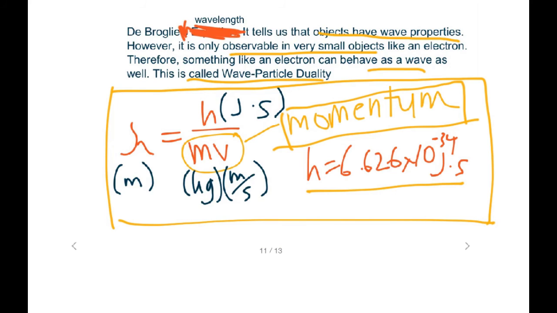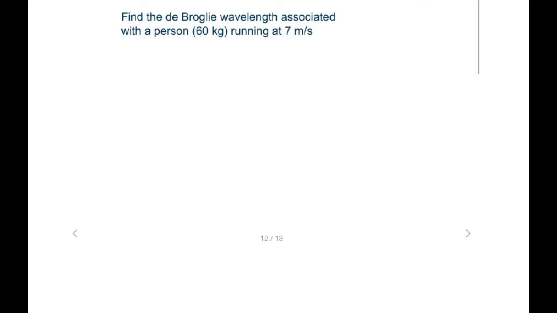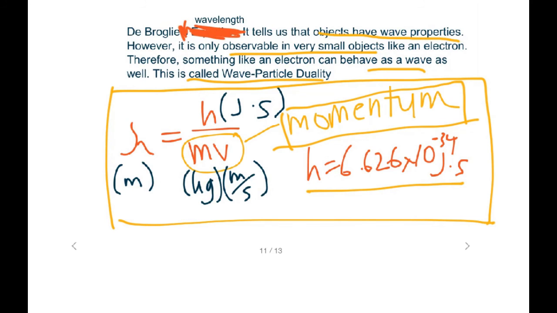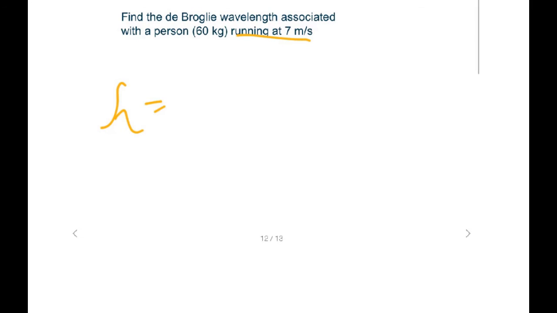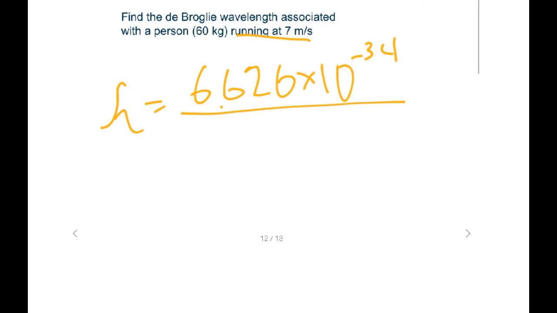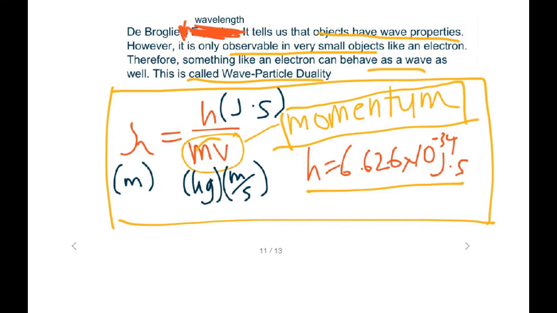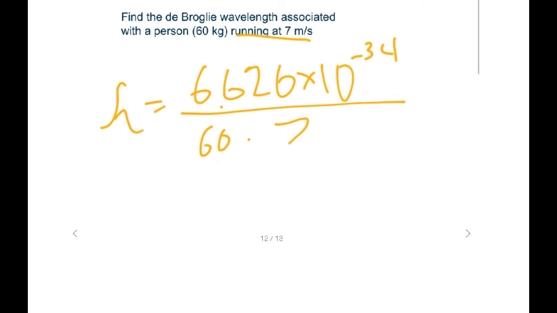And let's do an example problem using this equation. Find the de Broglie wavelength associated with a person who is 60 kilograms running at 7 meters per second. So using de Broglie's equation, let's do that. The wavelength is equal to Planck's constant, 6.626 times 10 to the negative 34, divided by the momentum, which is the mass, 60, times the velocity, which is 7. And notice how this is in kilograms and this is in meters per second, and these units match up, so we're doing great so far.